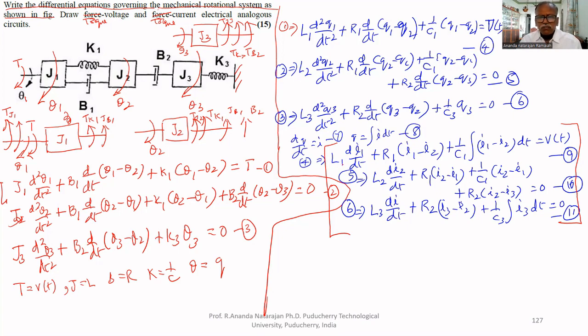So L1, i1, i2, and i3. Three currents are there. Therefore, three loops are there. i1, i2, i3 are the three loops.